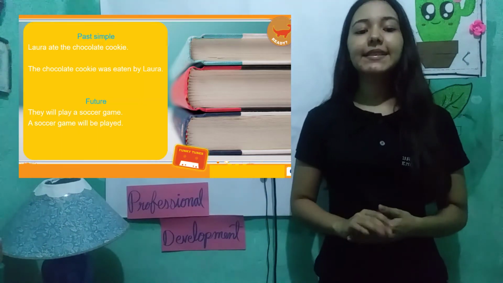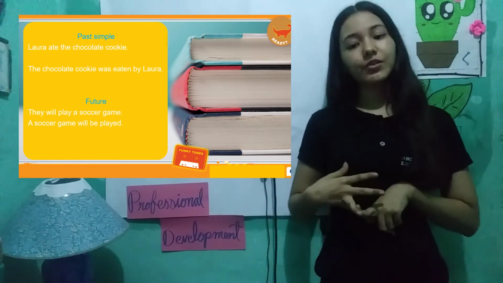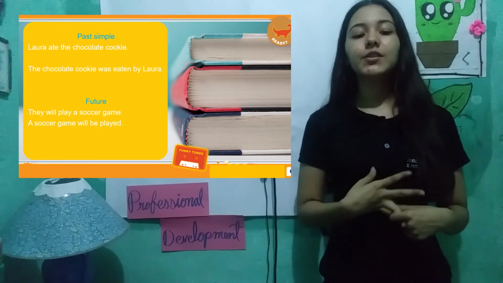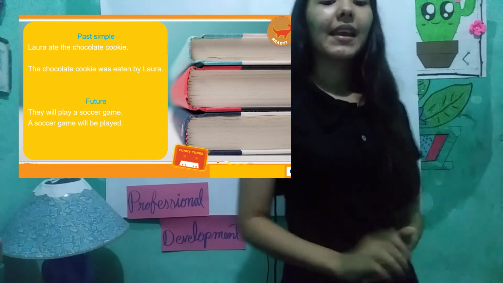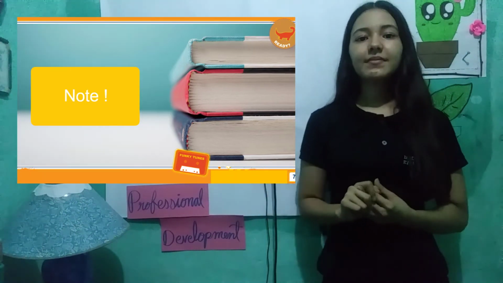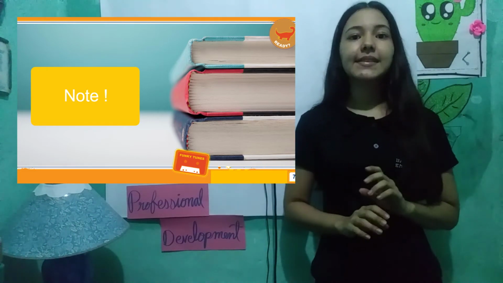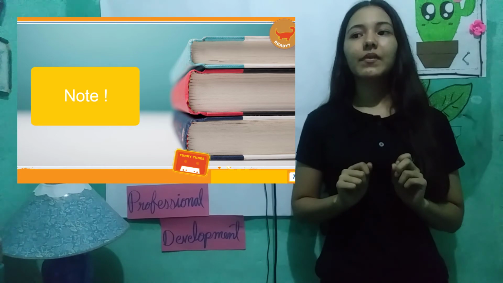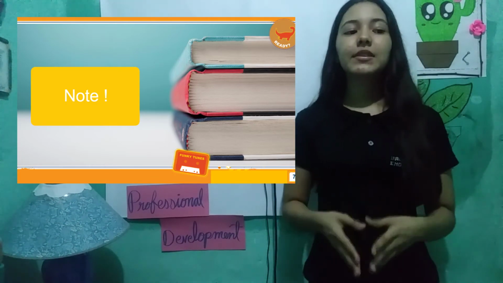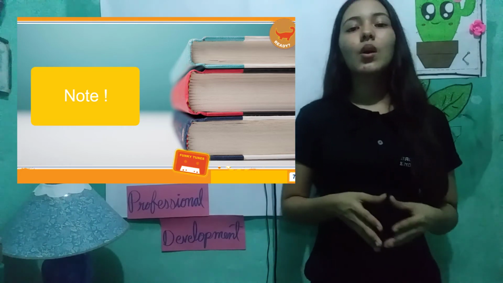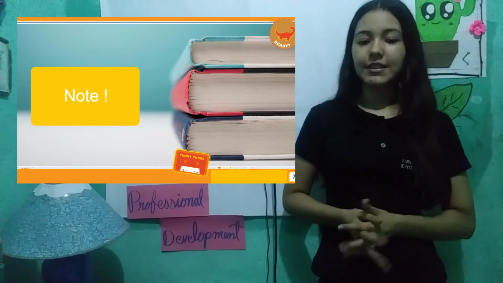Now, as you can see, there are also two more tenses here, the past and the future, but we will study this next week because of the time. Note, it's important to know that we can't use the passive voice with intransitive verbs. The intransitive verbs are those which don't have a direct object.